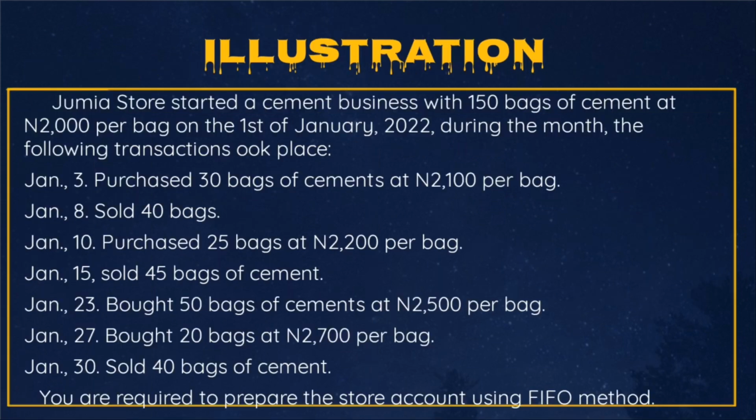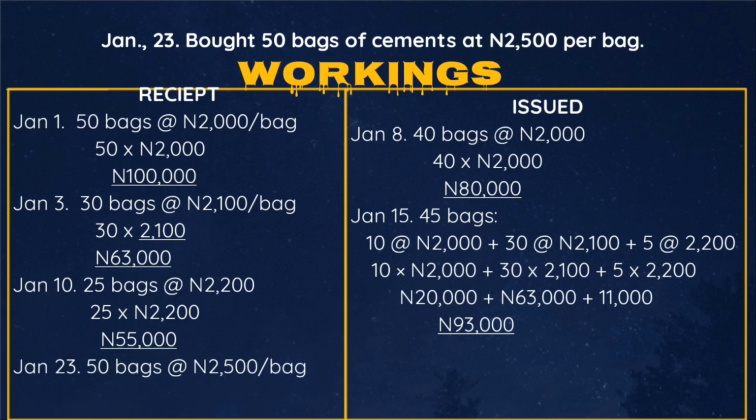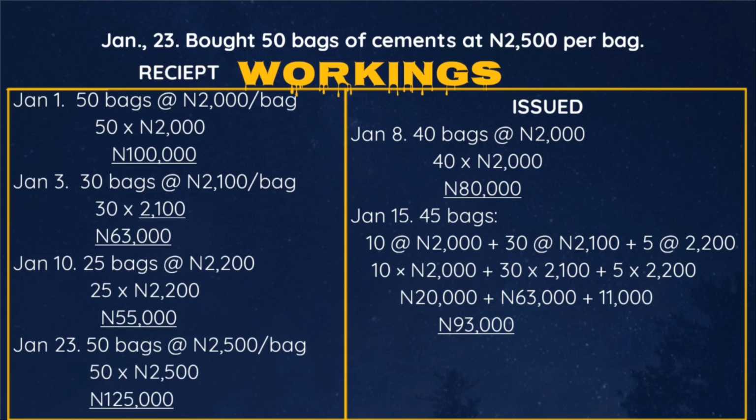So the next inventory, that is January 23, bought 50 bags of cement at 2,500 per bag. So this time around we are also receiving, which means let's go back to our working sheet. January 23, 50 bags of cement at 2,500. That is going to be 50 times 2,500. If we multiply 50 times 2,500, that is going to give us around 125,000 naira. So the quantity is 50, the price is 2,500, the value is 125,000 naira.